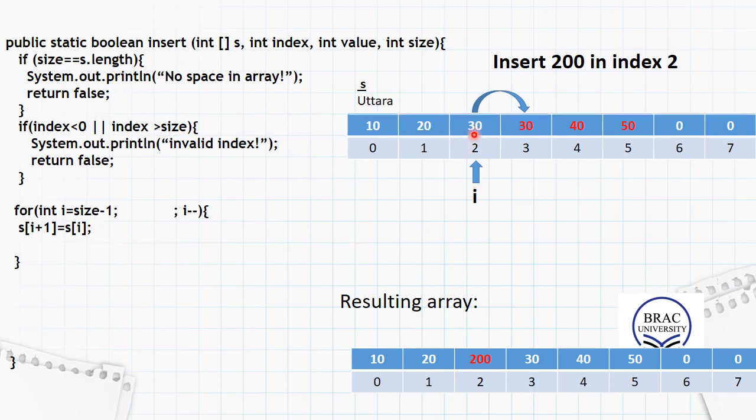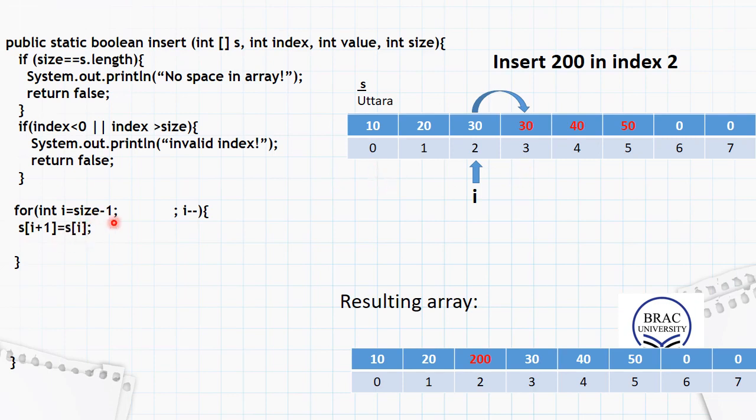At this point, right after I have moved 30, notice that since I am supposed to insert the value 200 in index 2, now this index has become available for insertion of a value, because I have shifted all the remaining values one place to the right. So should I decrement any further? No. Once i reaches 2, I should not decrement any further.